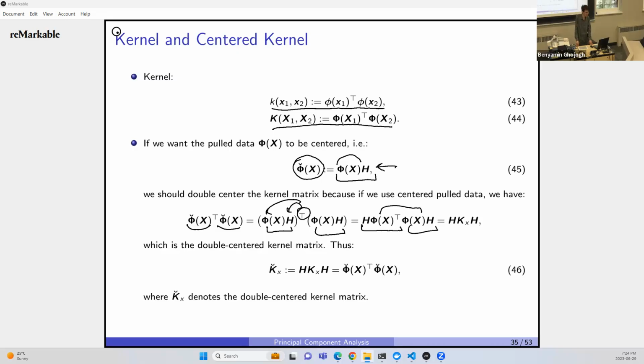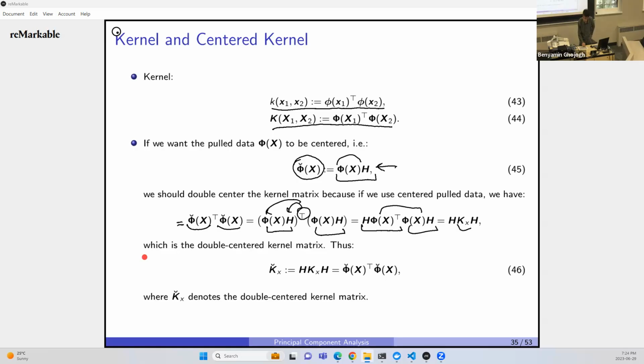What is this? This is exactly the kernel. Do you remember in the kernel that Phi transpose Phi? Interesting. So it is the kernel of the training data with itself. So it's a square matrix, right?